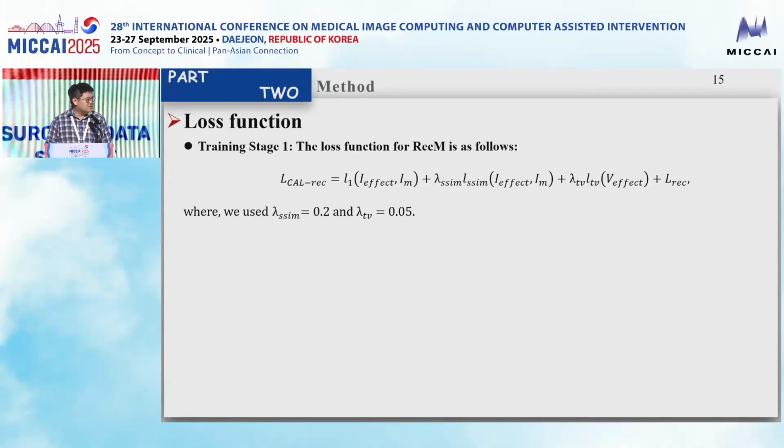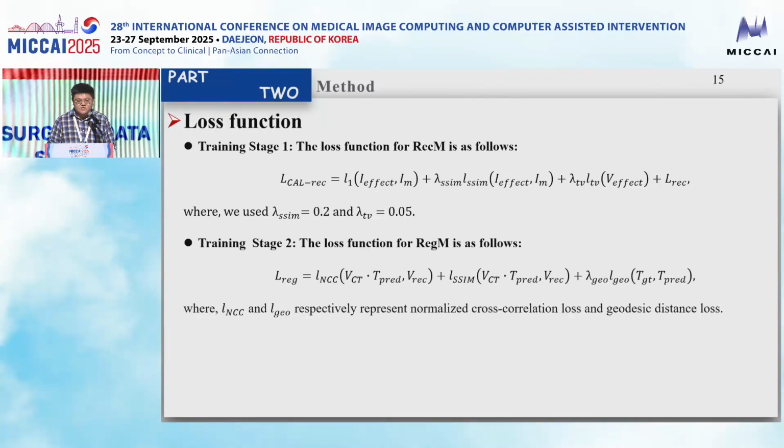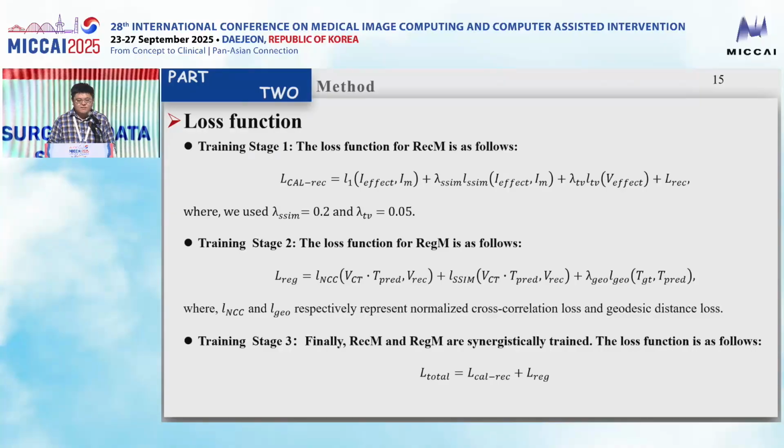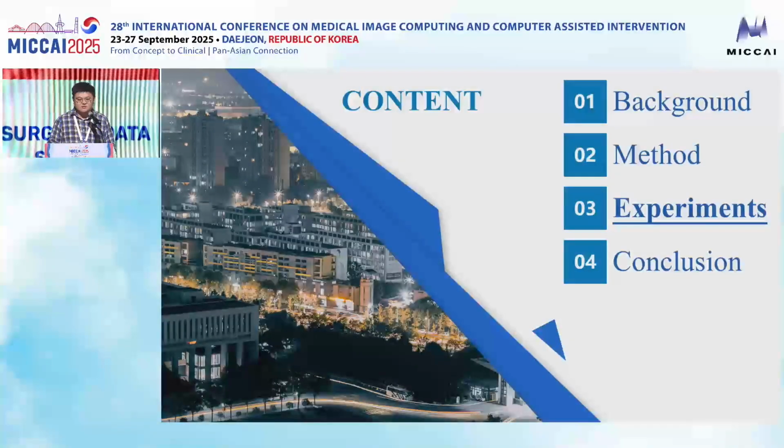That's our loss function. At the first stage, we use MSE loss, SSIM loss, and total variation loss. At the second stage, we use normalized cross-correlation loss, geodesic distance loss, and SSIM loss. At the final stage, RACM and RAGM are synergistically trained. The loss function is as follows.